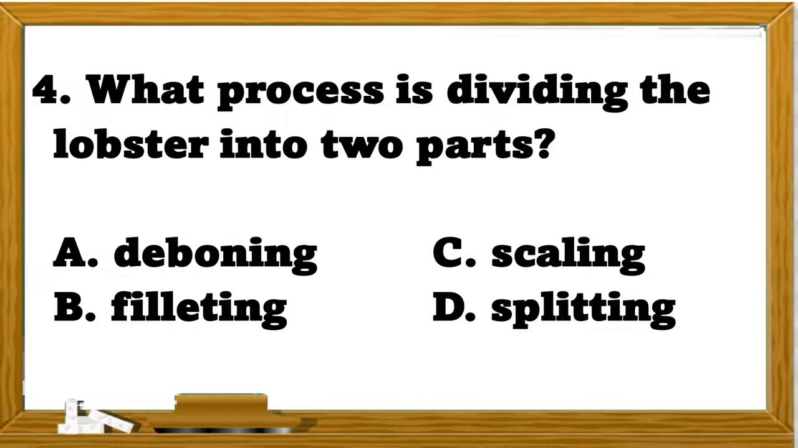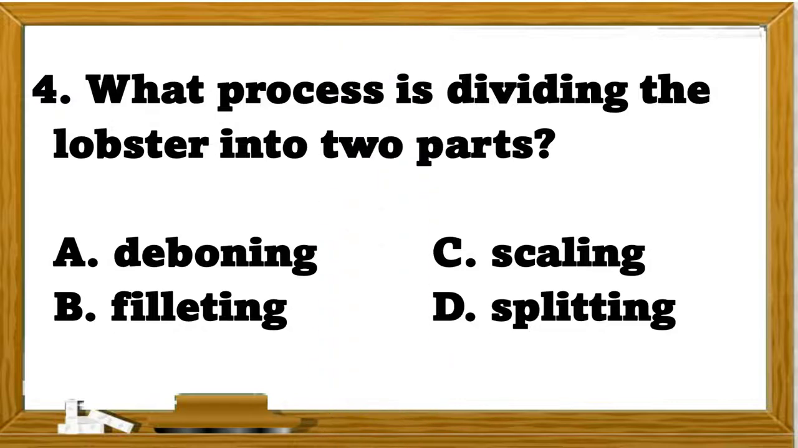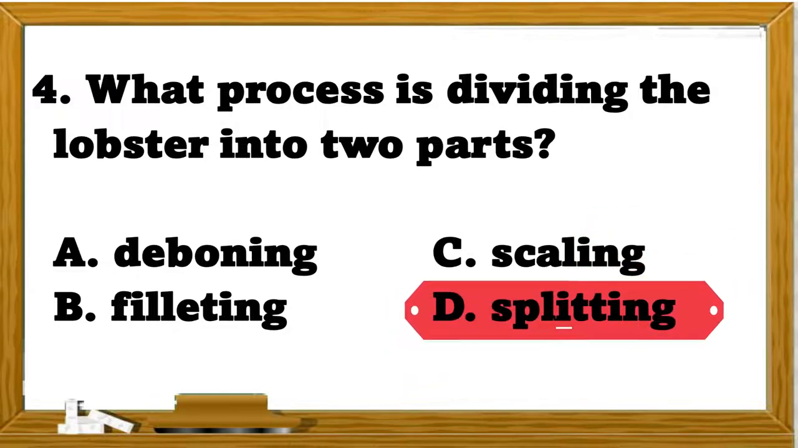Number 4. What process is dividing the lobster into two parts? Is it A, deboning, B, filleting, C, scaling, or D, splitting? If your answer is letter D, splitting, then you got the correct answer.